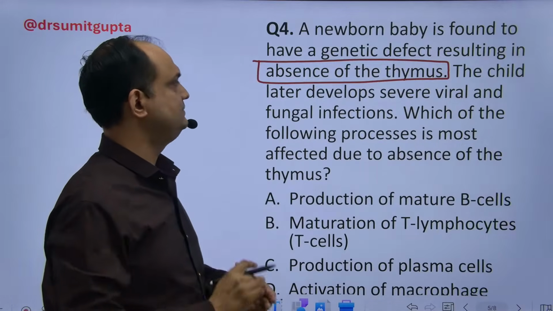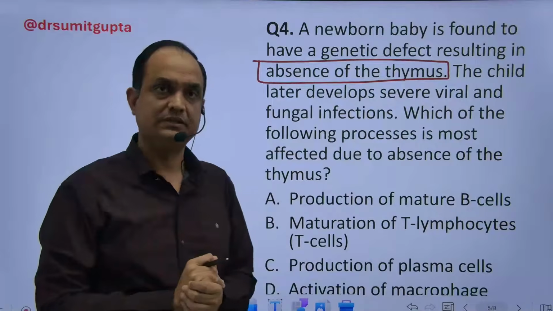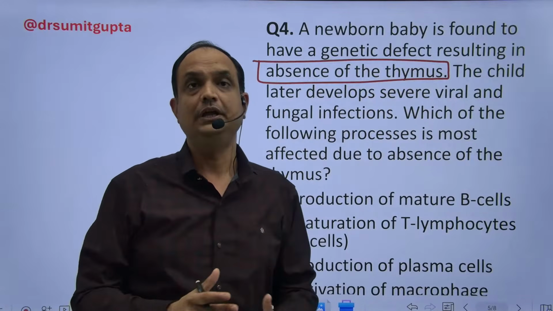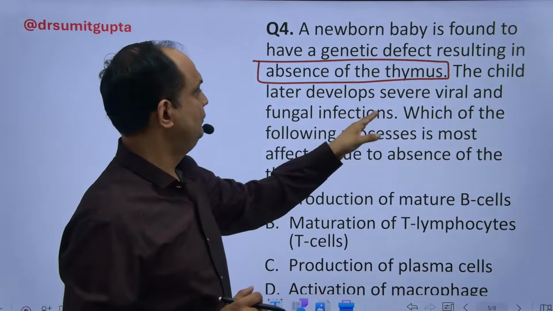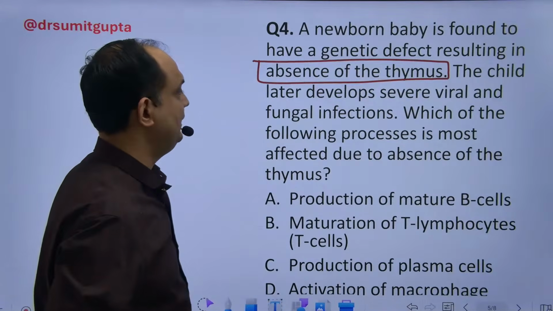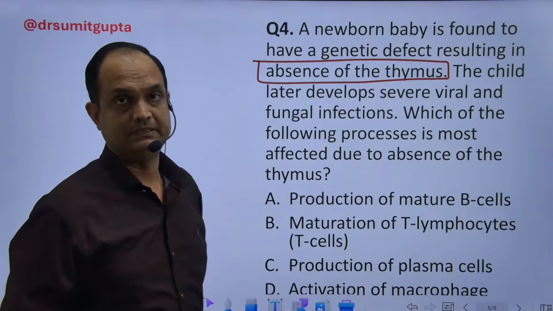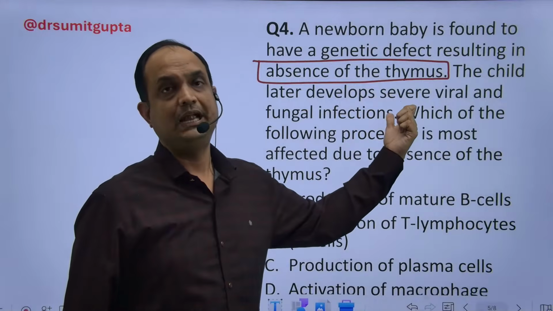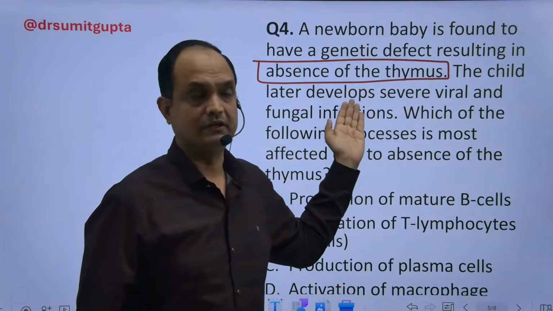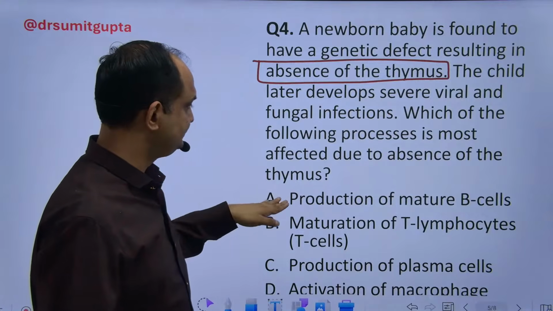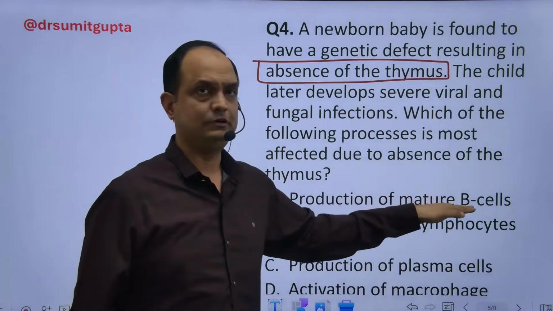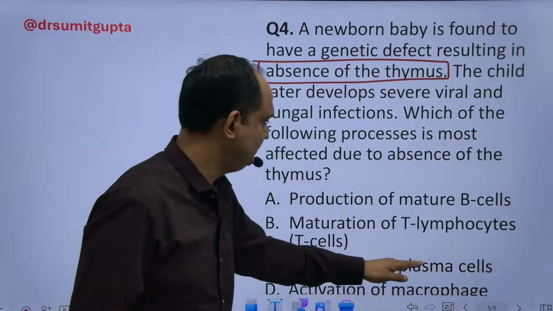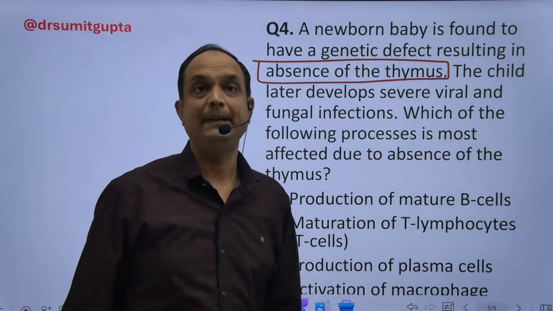The child later develops severe viral and fungal infections. That means the thymus has a very important role in the immunity of an individual. Now, which of the following processes is mostly affected due to the absence of thymus? So, if thymus is not there, the immunity is compromised and this child is having recurrent infection. So why is the immunity compromised? The options are: production of mature B cells, maturation of T lymphocytes, production of plasma cells, activation of macrophages.